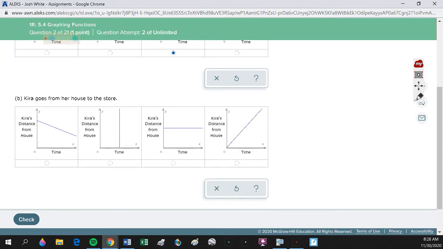Kira goes from her house to the store. Well, it depends. The y-axis says Kira's distance from her house. So as she drives to the store, what happens to her distance from the house? Gets further away, which means it's going to be this one.